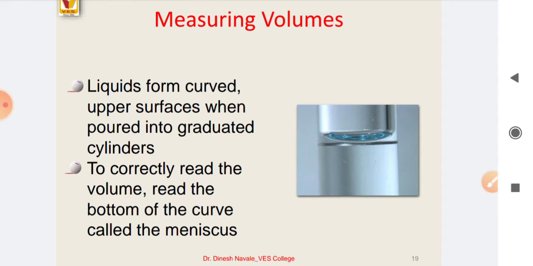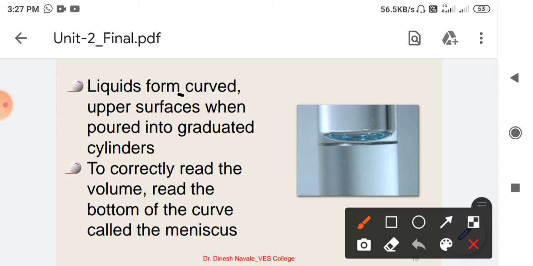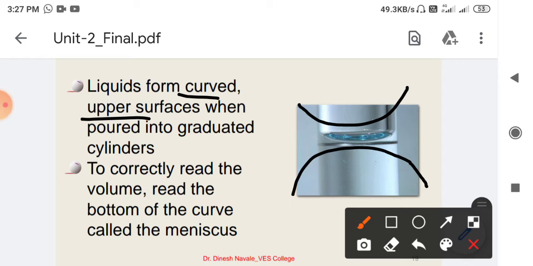There are certain things we should keep in mind while measuring the volume. For liquids there is one important phenomenon, that is surface tension, which occurs on the surface molecules of a liquid. Based upon the surface tension, the molecules will form a curved surface, either in the upward direction or in the downward direction. So the curved surface might be like this or like this.